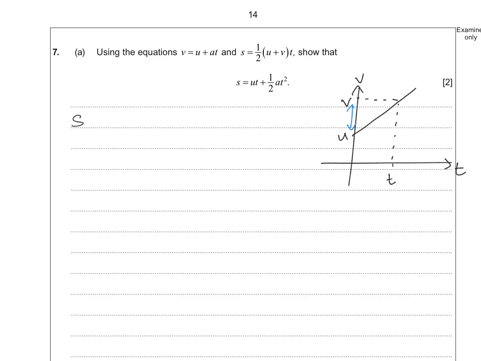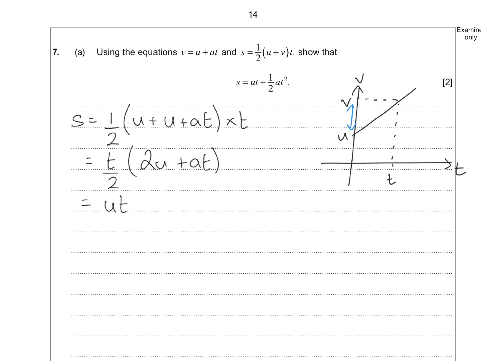So the way I would do it is I would substitute the first equation into the second equation. So half of u plus at, times t. Then I'm going to bring the t out the front. So I've got t over 2 times 2u plus at, and then I distribute the t over 2. For the first term, t over 2 times 2u is just going to give me ut, and then t over 2 times at is going to give me at squared over 2, which is exactly what I need to find.